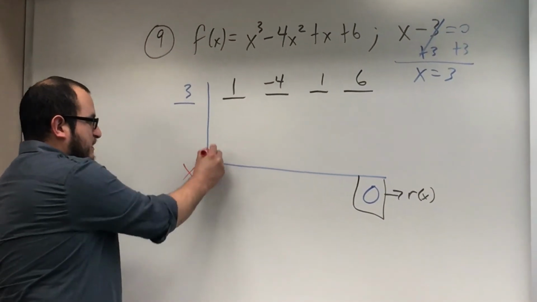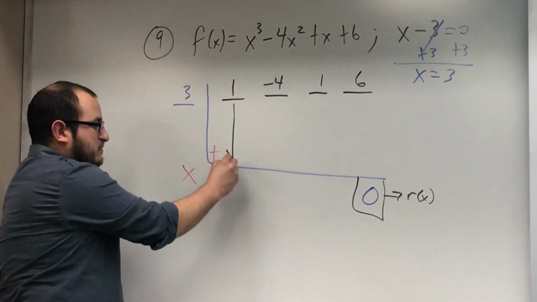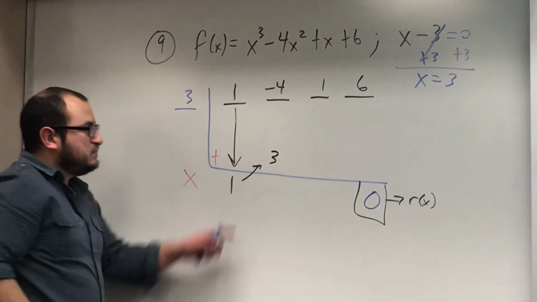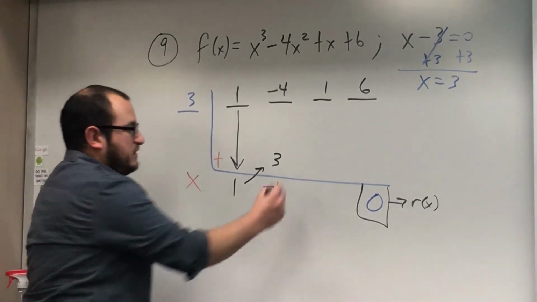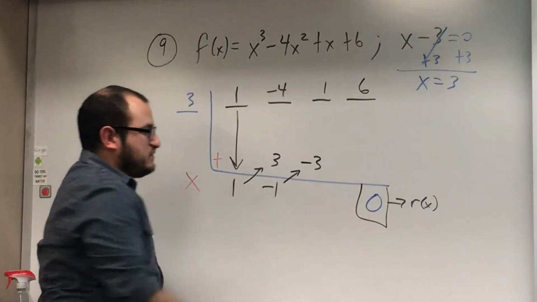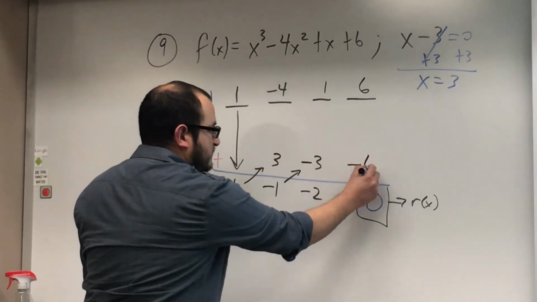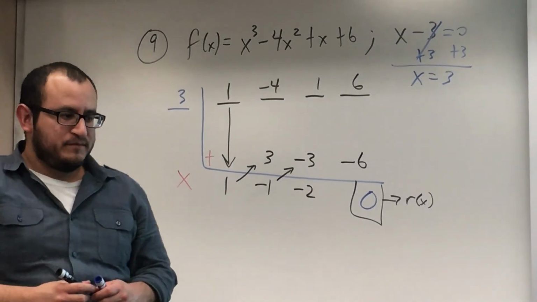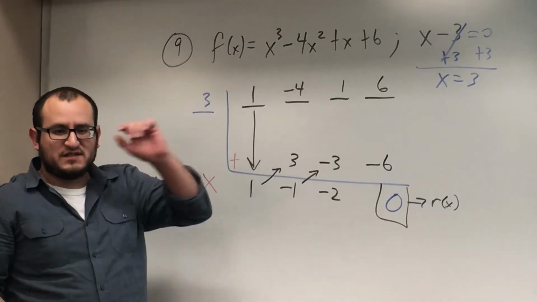So again, multiply and add. Bring down the first term. So 3 times 1 is 3. -4 plus 3 is -1. 3 times -1 is -3. -3 plus 1 is -2. -2 times 3 is -6. And voila, what do you know? We get 0. So we have to use what we just learned on the previous slide.